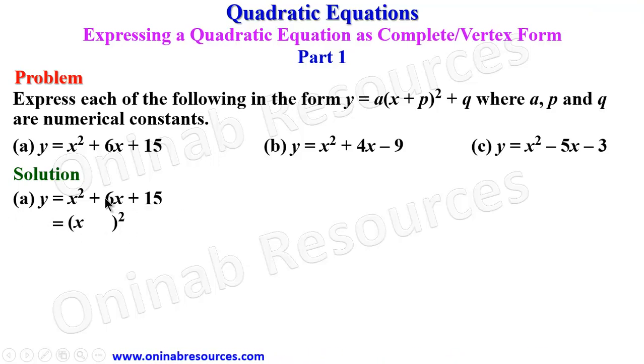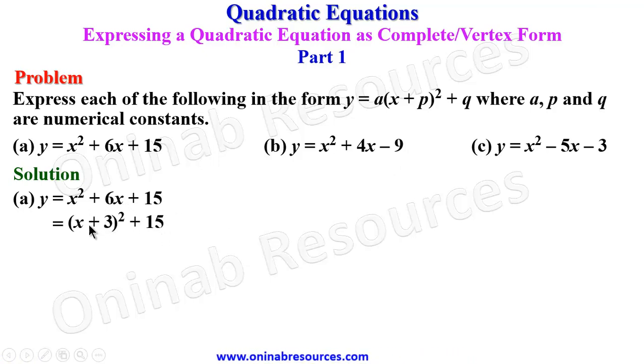We take the coefficient of x. This is x squared, this is 6x, and this is the constant value. So the term with x here is plus 6x. We take the coefficient, which is plus 6, and divide by 2. Dividing by 2 is the method. So when we divide positive 6 by 2, we have 3. So we place the 3 inside the bracket, representing our p. We have our 15.